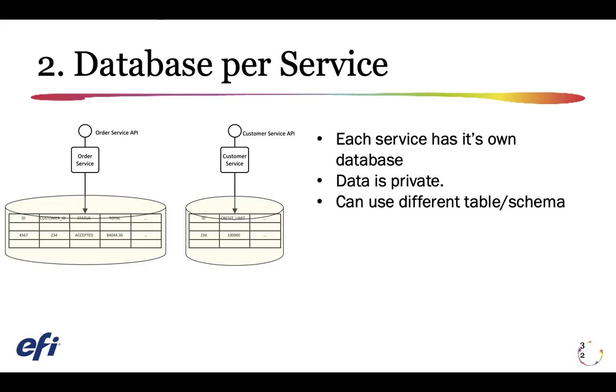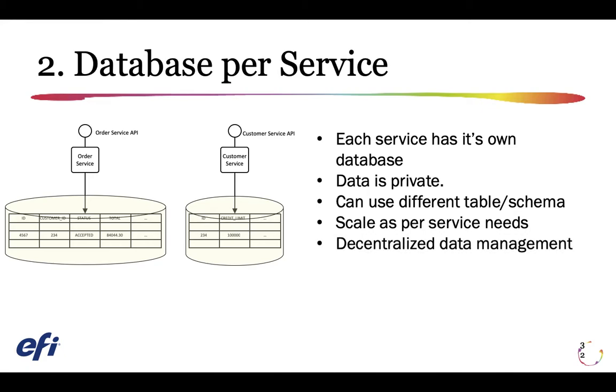This allows us to use different tables and different schema in each of the databases according to the service we want. This also allows us to scale the database as the service needs. A customer service may not scale as big as the order service. So that's very dynamic and the database will cater to that. This also conforms to the decentralized data management principle of a microservice architecture, where each service manages its own data.